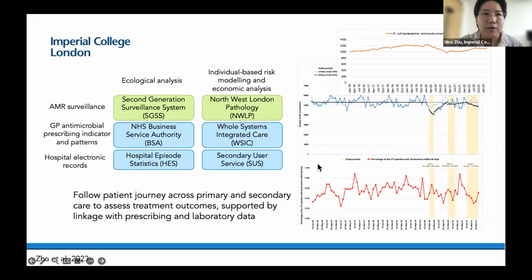So this suggests that when we have this kind of data infrastructure available, the surveillance and feedback can be much more rapid, and it means more rapid actions can be taken in addressing any outbreaks, infections, and AMR trends. So that is our recent work in the past few years based on the linked data sets.